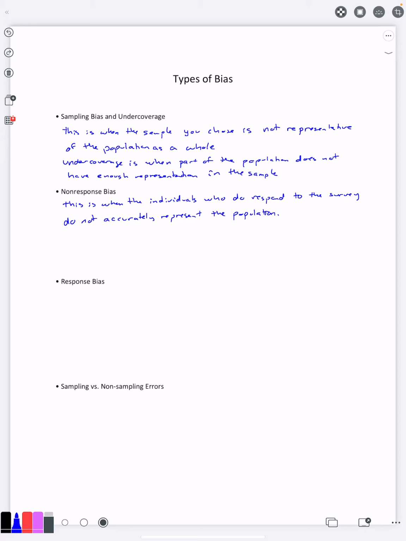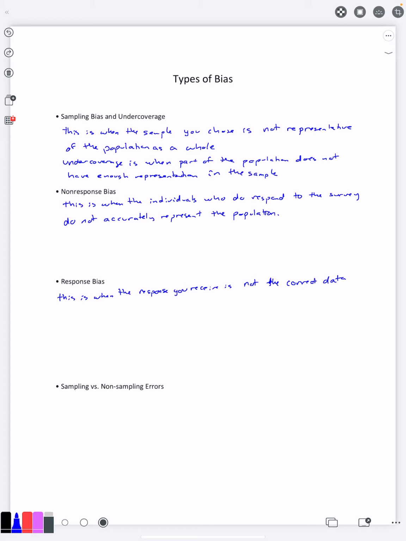So response bias, this is when the response you receive is not the correct data. And you might say, well, why in the world would that happen? Well, there are many reasons why you might have response bias in a given survey.